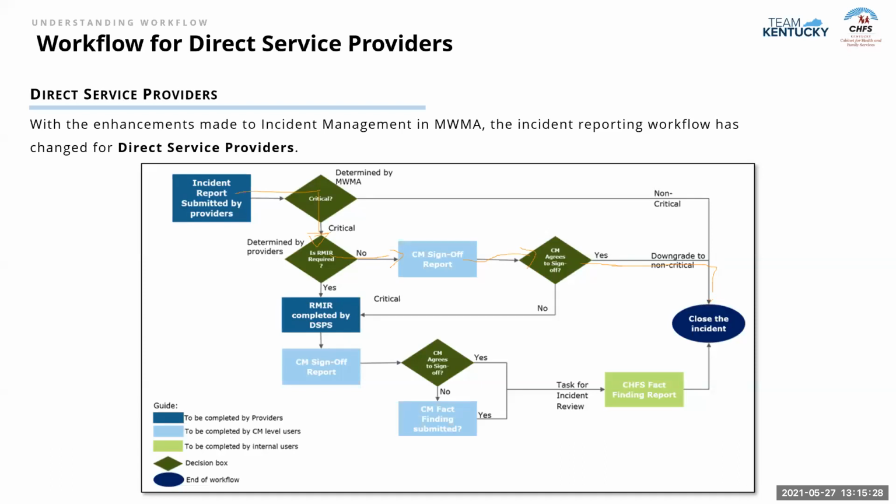So let's back up here just a minute. Let's say we have the same situation, but our case manager does not agree to sign off. So they looked at the incident, maybe they don't agree with the incident report, or they feel that maybe we did need an RMIR. If the case manager does not agree, at that point, a task is sent to our direct service provider supervisor to complete an RMIR. After the direct service provider supervisor completes the RMIR, it does go for case manager sign off once again.